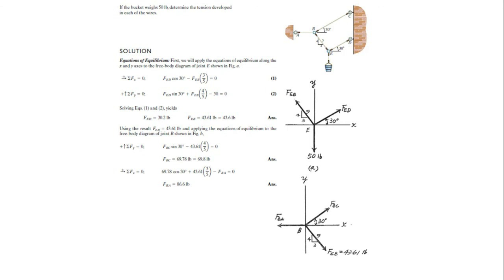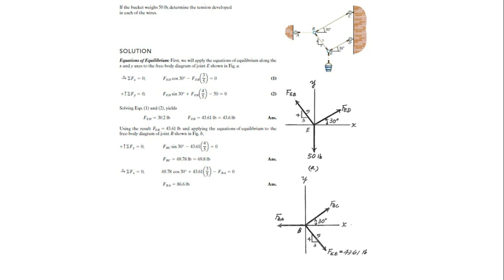If the bucket weight is 50 pounds, determine the tensions developed in each of the wires. Okay, so it's a good problem over here. If you look at it, the bucket is given as 50 pounds. You need to determine the tensions in each of the wires, which means tension in AB, tension in BC, tension in BE and tension in ED. You have to calculate the tensions.